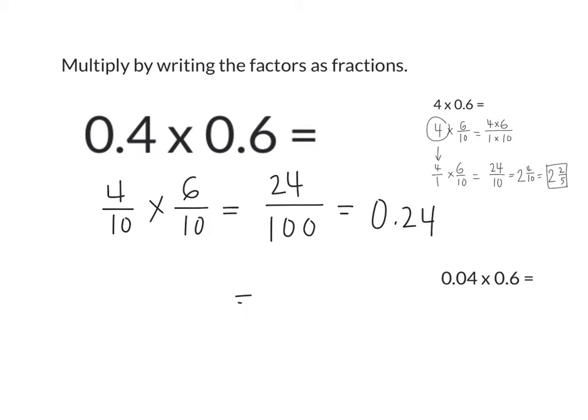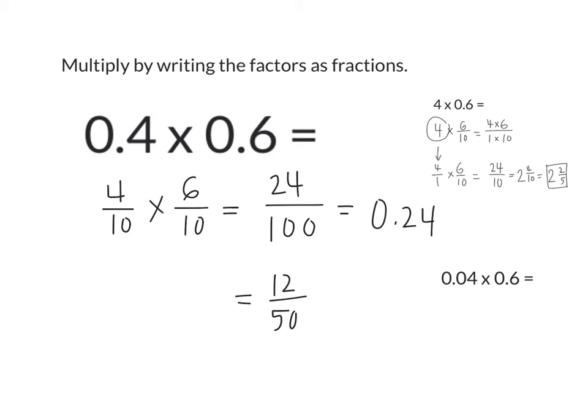If I wanted to keep it as a fraction, could I simplify 24 over 100? I could simplify it because the numerator and the denominator have a common factor. What's a common factor that they have? 2. What's 24 divided by 2? What's 100 divided by 2? Is that in simplest form?